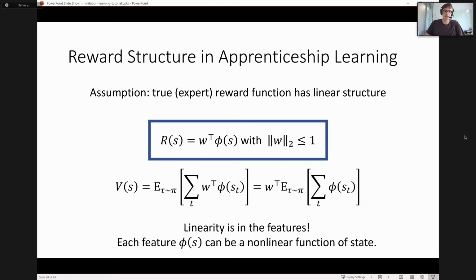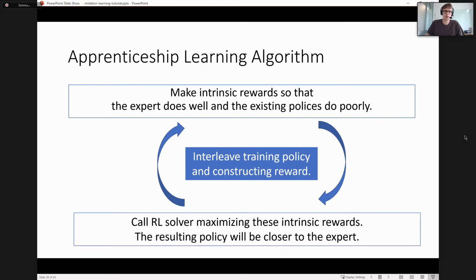Okay, so let me talk about how the algorithm works. The general structure of the algorithm is that I'm going to make intrinsic rewards so that the expert does well and the existing policies do poorly. And then I'm going to call a reinforcement learning solver, which maximizes these intrinsic rewards. The resulting policy is going to be closer to what the expert is doing. So the algorithm is going to interleave these two steps: the part where I train a policy with the part where I construct a reward.